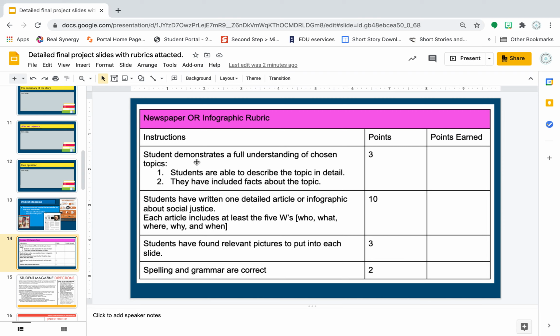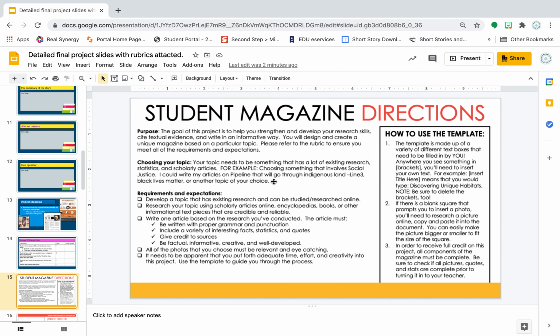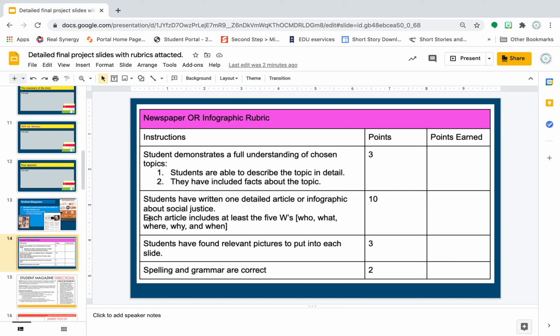So the first thing I want you to do is demonstrate a full understanding of your chosen topic. You will be able to describe this topic in detail, and you will have facts about the topic that you researched. Students have written one detailed article or infograph about social justice, right? I do want it to be involved in social justice. That was our grand theme. Our central idea of this unit was, in fact, social justice.